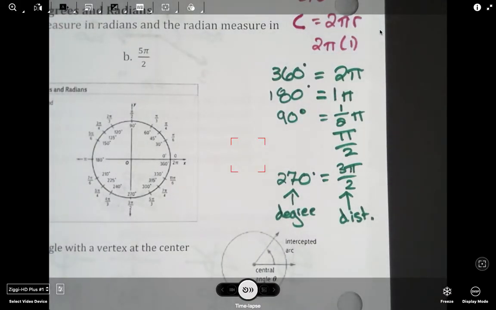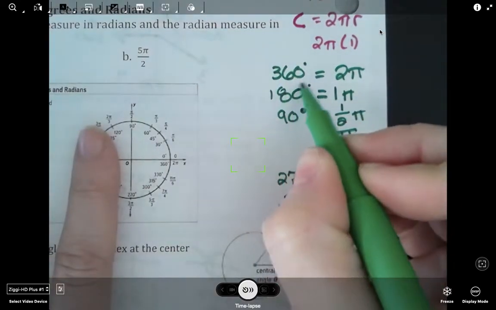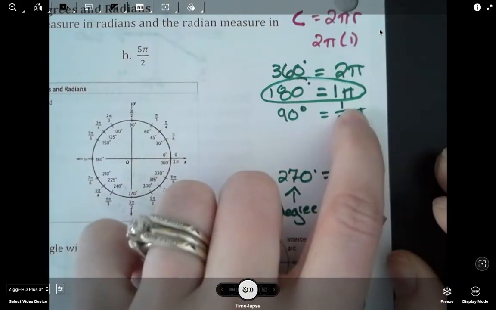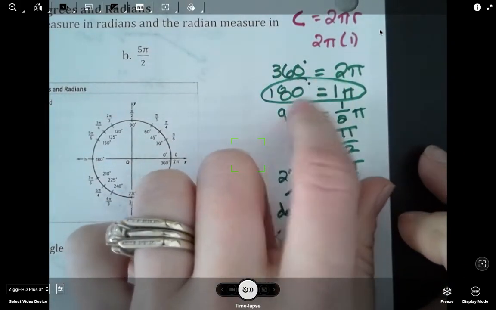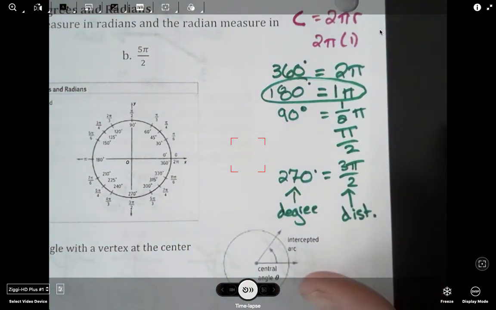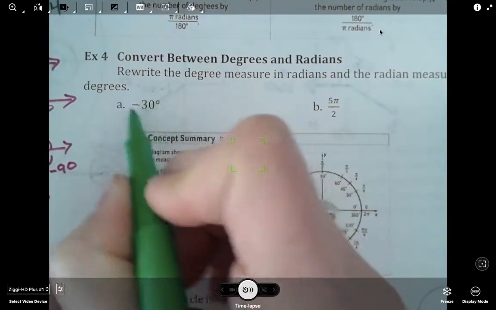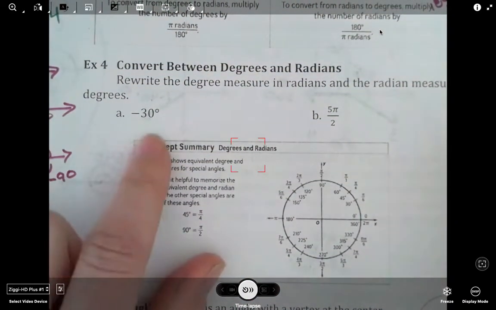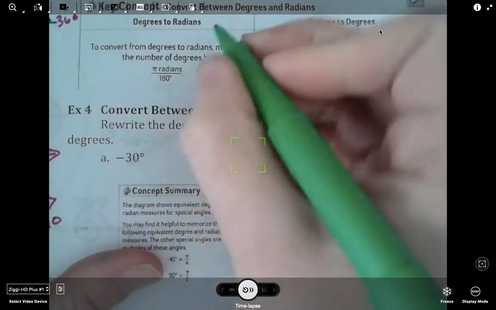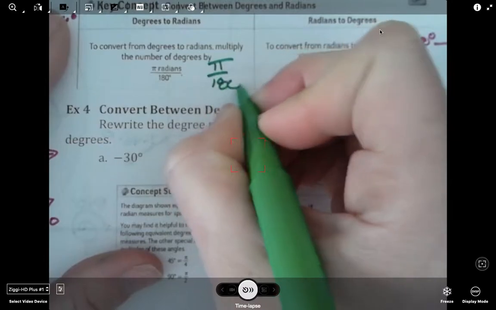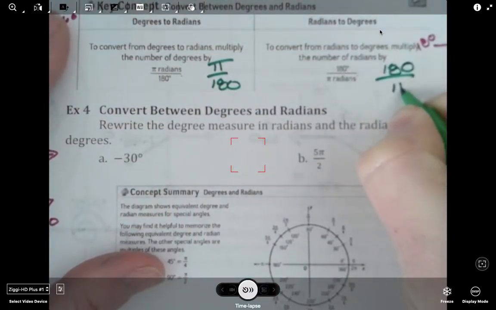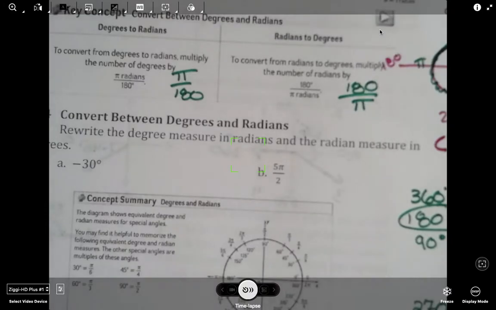Now, there's a way to convert things from radians to degrees and vice versa, and we're going to do that in parts A and B in the next example. The conversion that we use is this one: 180 degrees is equal to 1 pi. Really, 360 is the same thing as 2 pi, but reduced, 180 is equivalent to 1 pi. So when I'm trying to convert something from radians to degrees or degrees to radians, I'm either going to use pi over 180 or 180 over pi. Those two things are equivalent to each other.